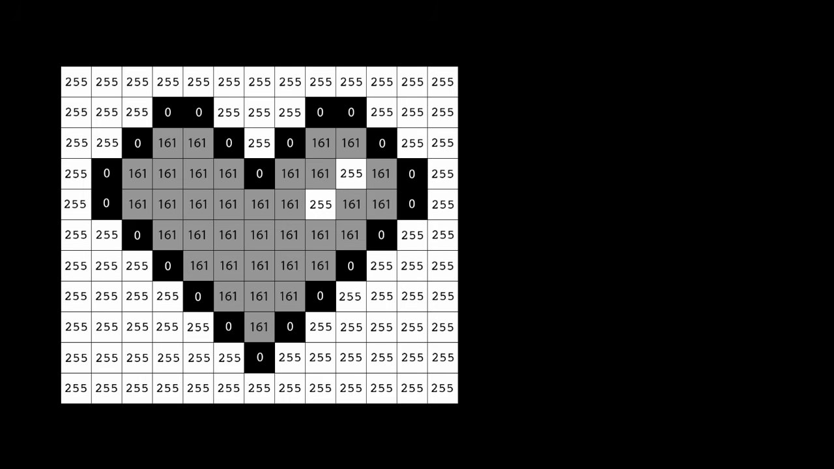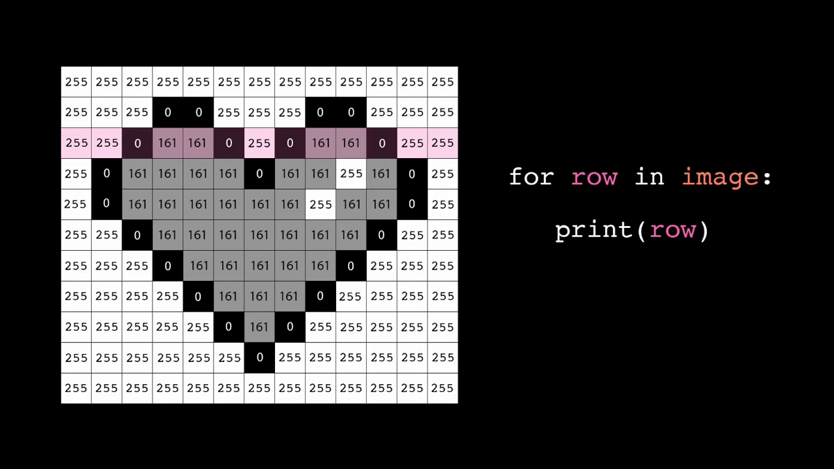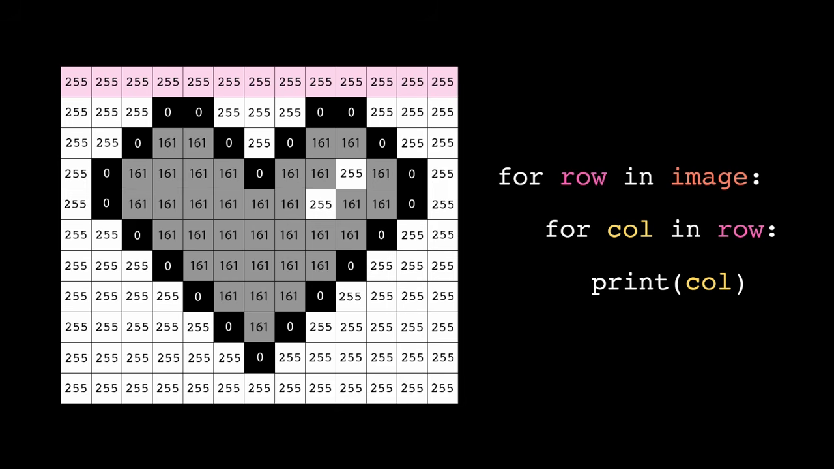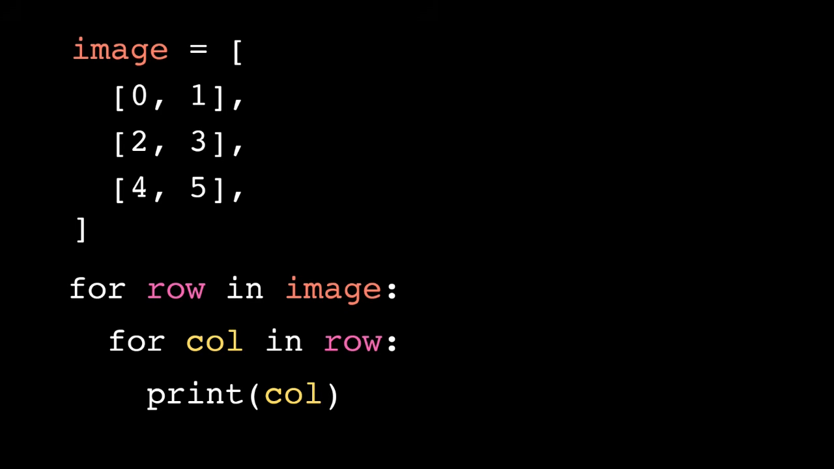Now, what if I want to iterate over every element of my 2D list? If we start with a standard for each loop, our loop variable would hold the next row of pixels in our image. But then what if I want to iterate over the pixels in that row? I can nest another for loop inside this outer for loop. And this time, instead of iterating over the whole image, I'm iterating over my outer loop variable row. This gets a little confusing. So let's trace through this with a smaller example.